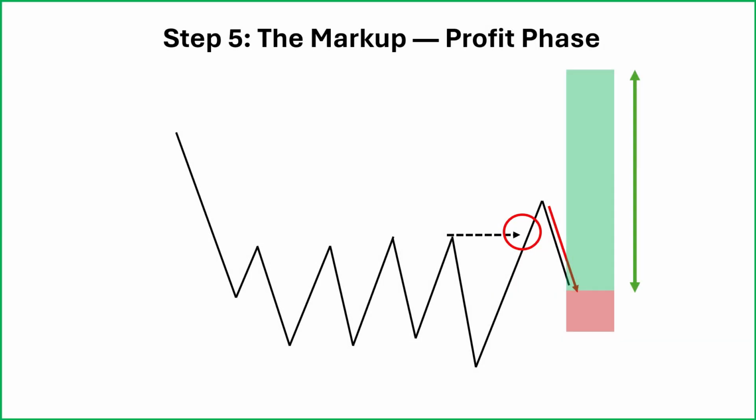Step number 5, the markup profit phase. And finally, we enter the markup, the uptrend. This is where your trade plays out and you ride the wave of buyer control. Higher highs, strong momentum. This is where the profit comes in. The same logic applies in reverse for distribution, by the way. But instead of sweeping the lows, you're sweeping the highs. And instead of trending up, the market breaks down.